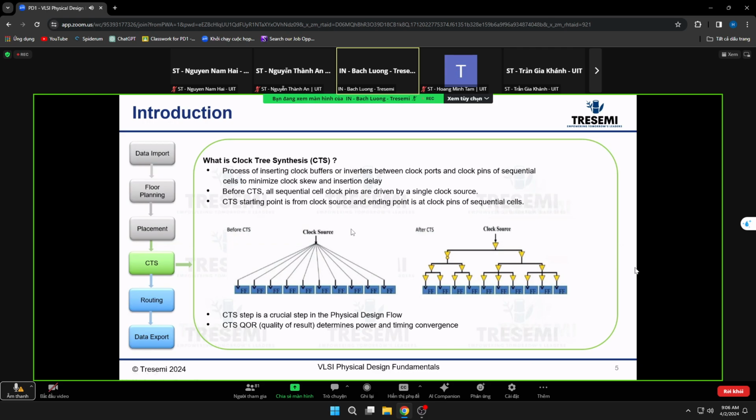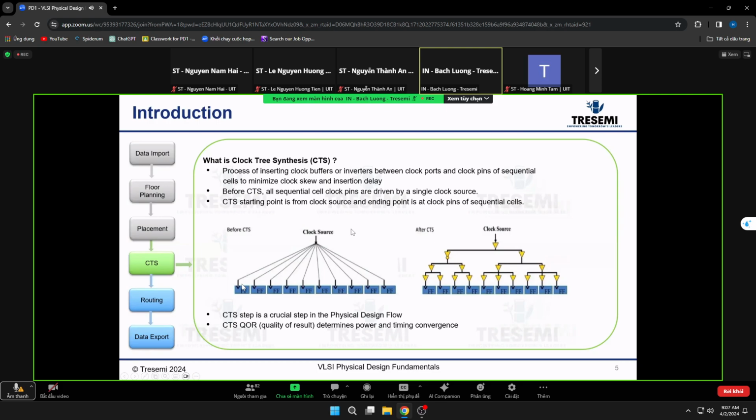The buffers balance the insertion delay of the clocks, to make sure that the clock arrives at each of these flops, which are located across the chip, as closely matched as possible, within a small window. Preferably at the same time, but that's going to be difficult. Anyway, that's the goal of clock tree synthesis. The starting point will be a clock source, and the end points will be the clock pins of all the sequential cells.